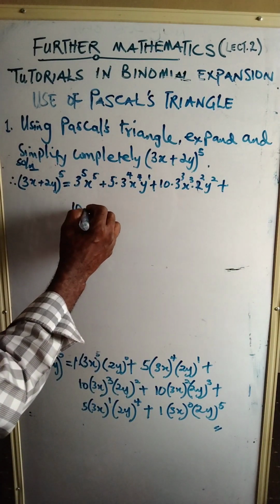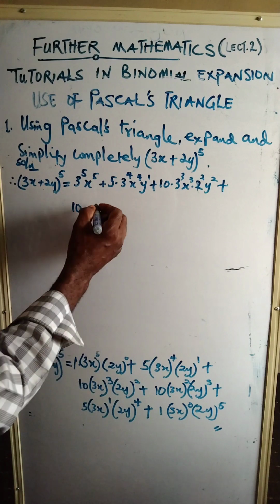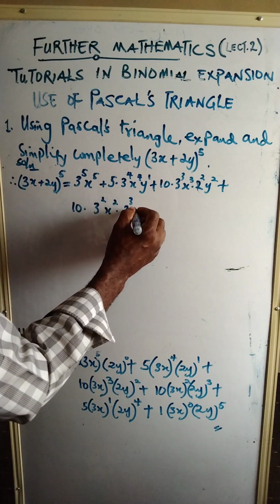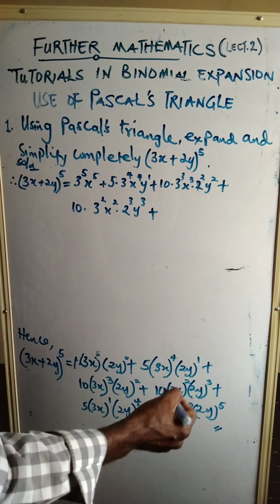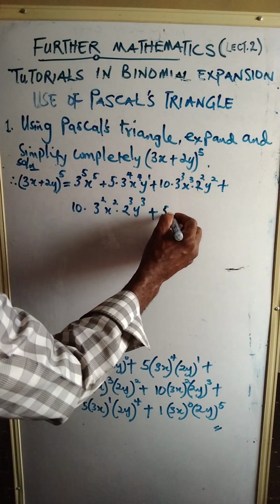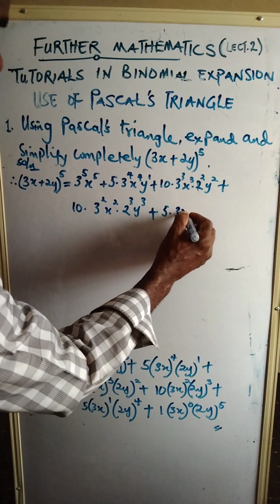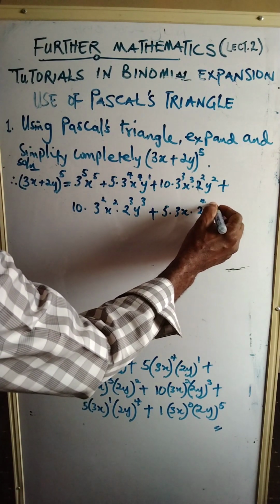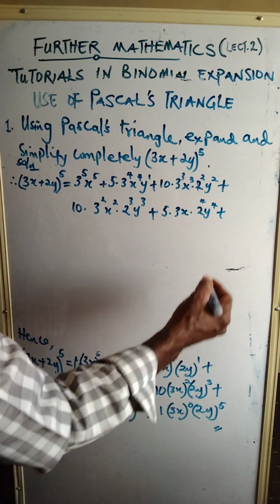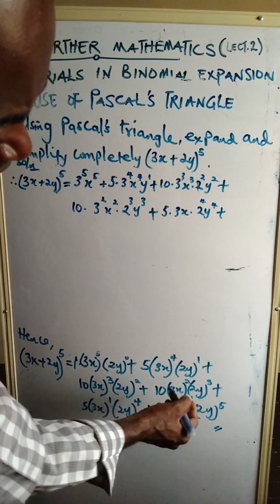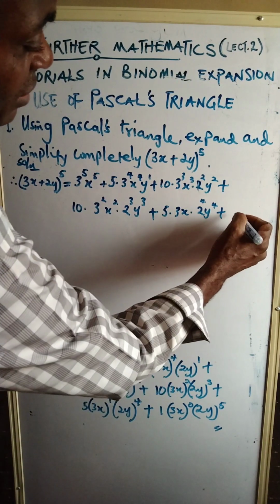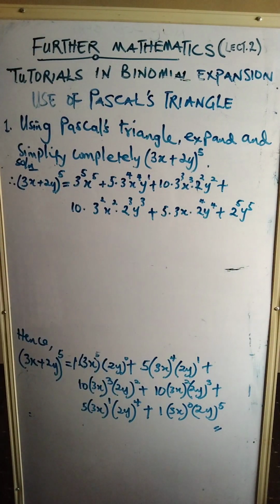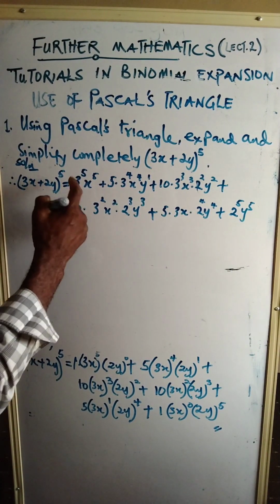So the next one is going to be 10, which is this. Then you have 3 raised to power 2 x squared. Then you have 2 raised to power 3 y cubed. Then the next one is going to be 5 times, you have 3x times 2 raised to power 4 y raised to power 4, and the final term is going to be, of course, 3x raised to power 0. So that's going to be 1. So you have 1 times 2 raised to power 5 y raised to power 5 as the last term. So carefully compute this.